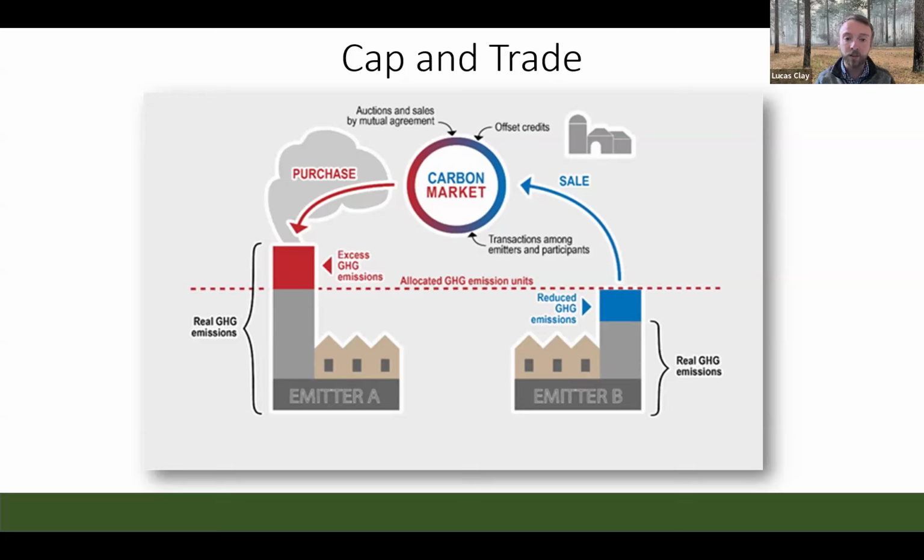So in this case, emitter A is probably going to purchase a combination of allowances, or ability to pollute, and offset credits so that they can meet their regulatory requirements within the cap and trade. And then over time, this cap is going to decrease so as to reduce total emissions in the atmosphere.